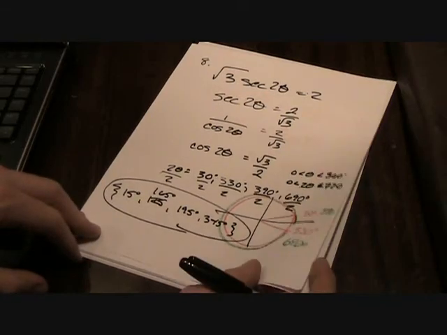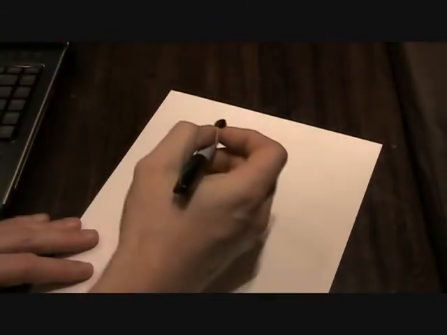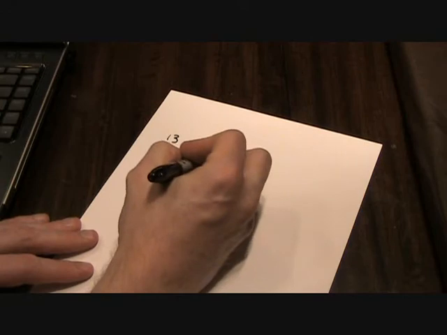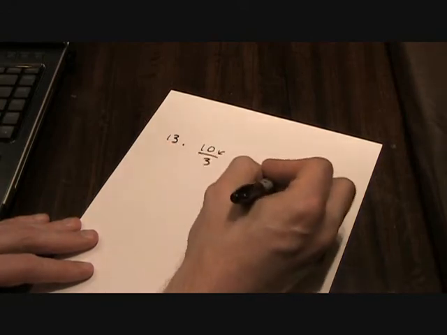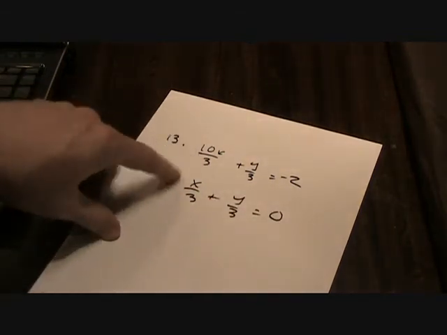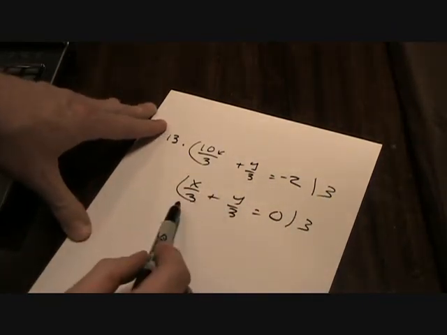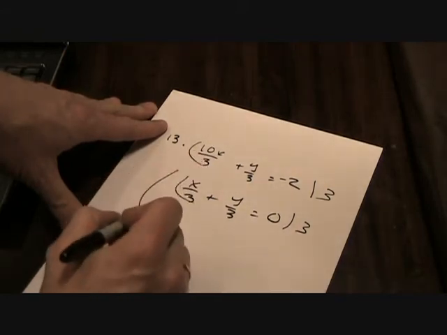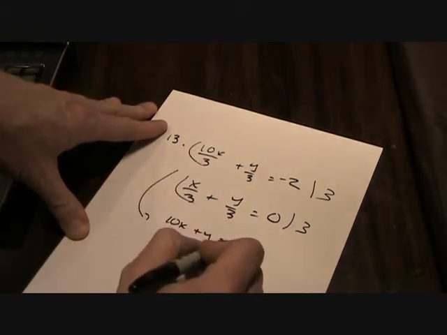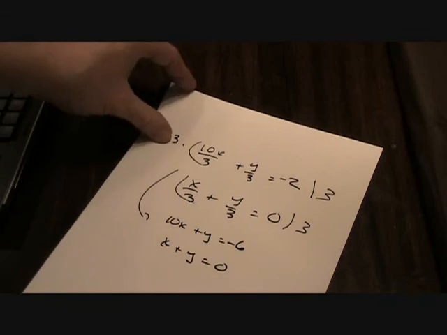A couple of other tips on the other ones. On something, let's see, like on 13. And by the way, you can't get null sets on these because, again, remember, you can have parallel lines where you have the same lines. Where you've got 10x over 3 plus y over 3 is equal to negative 2, and x over 3 plus y over 3 is equal to 0. Multiply everything through here by 3, and this one all through by 3, whatever the common denominator is, and then these would turn into nicer numbers for you to use. Okay? So that's one thing to think about.